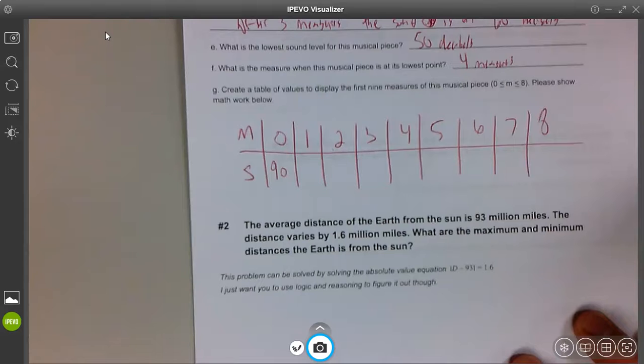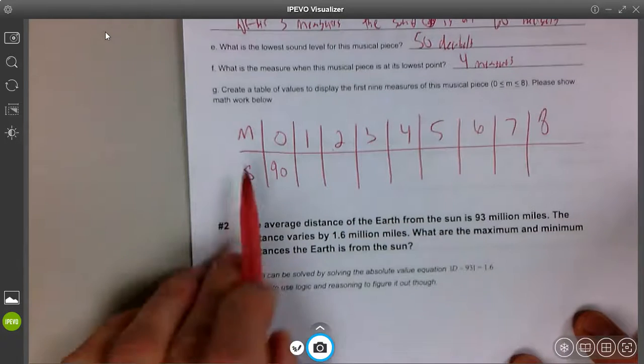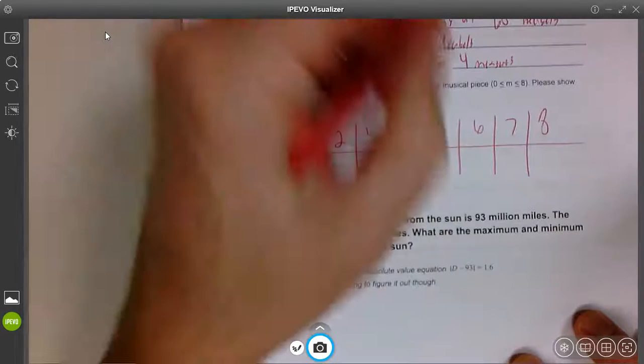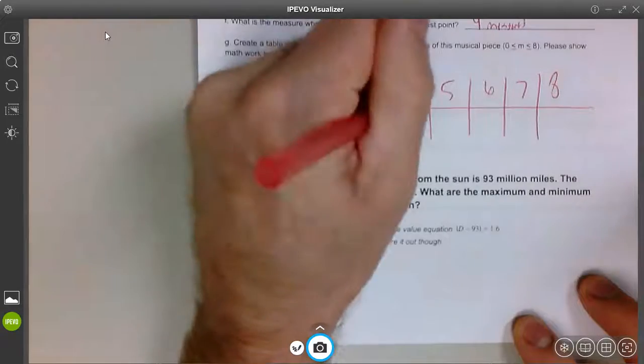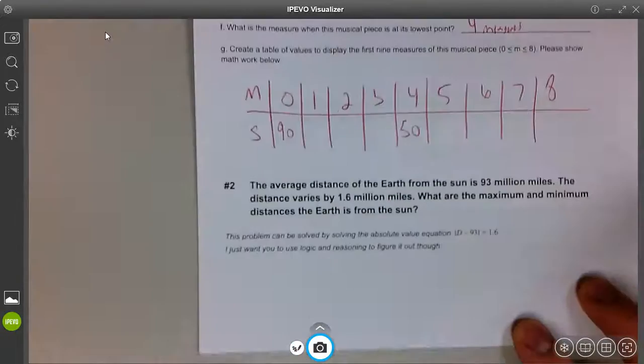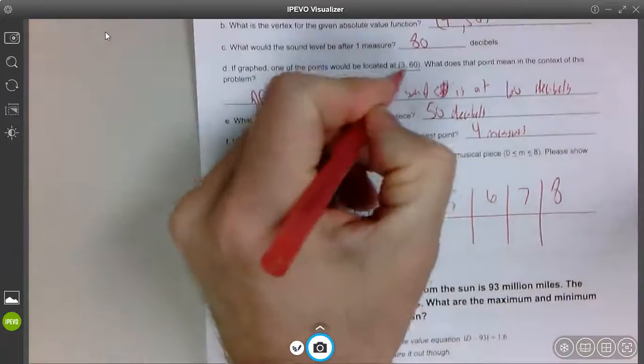Okay. We learned something important here. We already have a couple of these points already in this problem. One is the vertex. The vertex is at (4, 50). So we can do that one. Here, if we were paying attention, (3, 60).